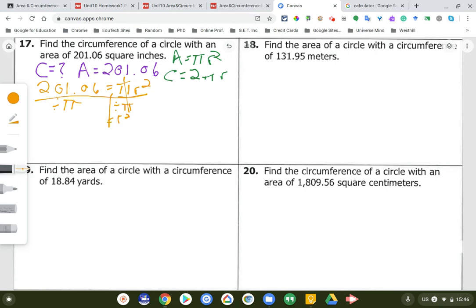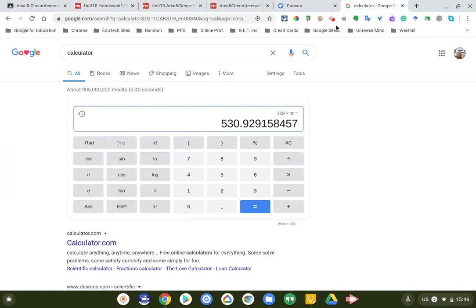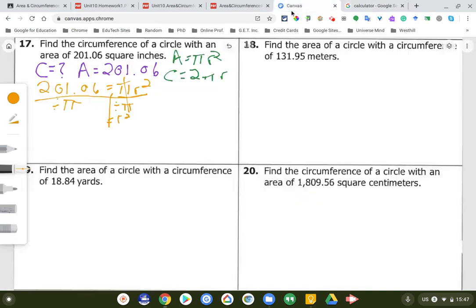R squared equals whatever 201.06 divided by pi is. All right, so we're going to round that, 63.9998, let's just do 64. Okay, so r squared in this equation equals 64.